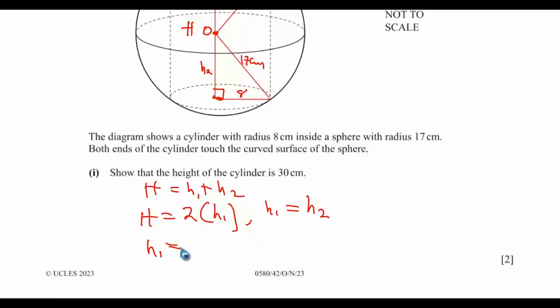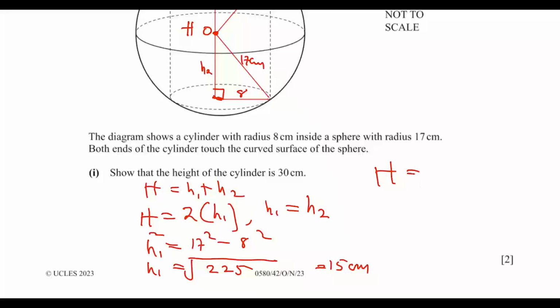h1 squared will be equal to 17 squared minus 8 squared. Then h1 equals the square root of 17 squared minus 8 squared. 17 squared minus 8 squared will give you 225. If you take the square root, that will give you 15 centimeters. So the height h is equal to 2 times 15, which is 30 centimeters. So that has been shown.